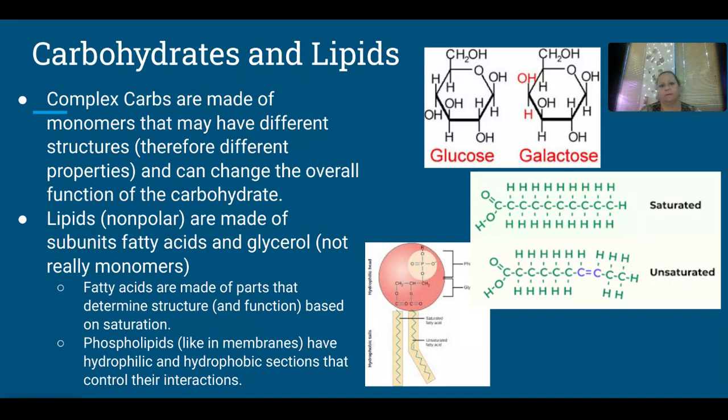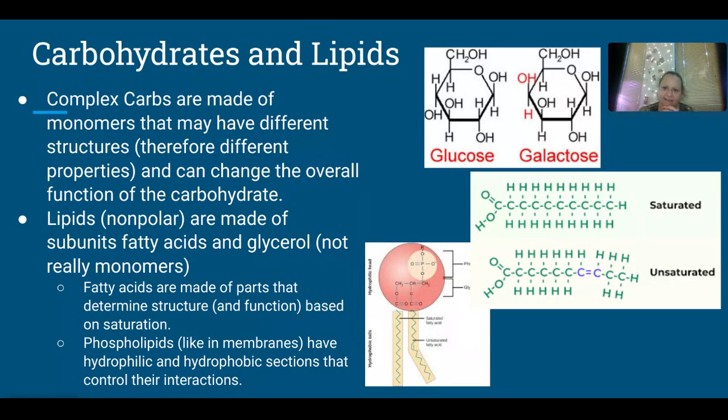Complex carbs are going to be made up of monomers that have different structures, and therefore they can have different properties. This is going to be able to change the overall function of the carbohydrate. And so that's something to be on the lookout for. Like, for instance, glucose and galactose. If you take a look, glucose and galactose have the same basic formula.